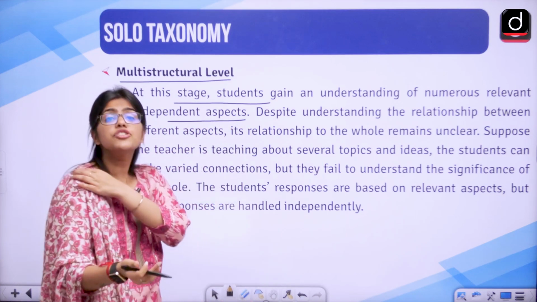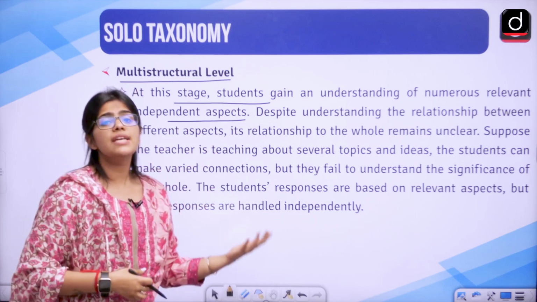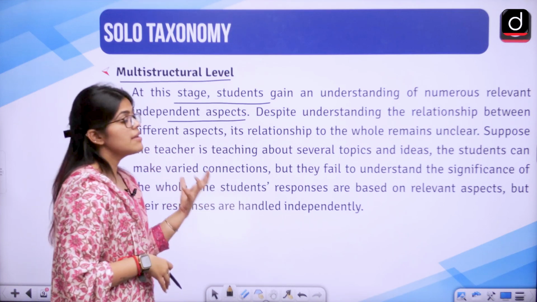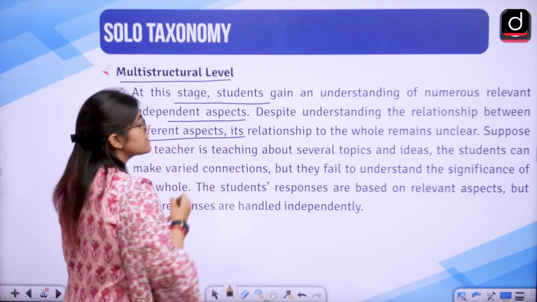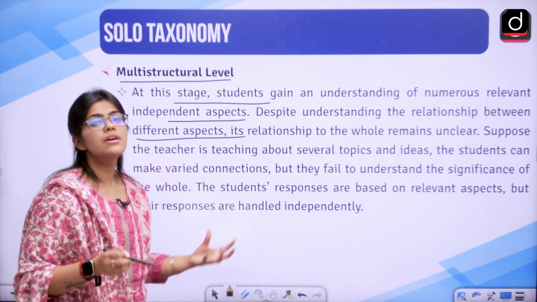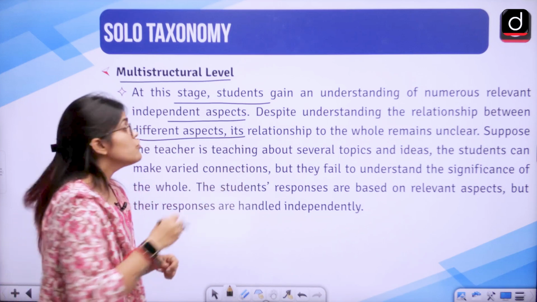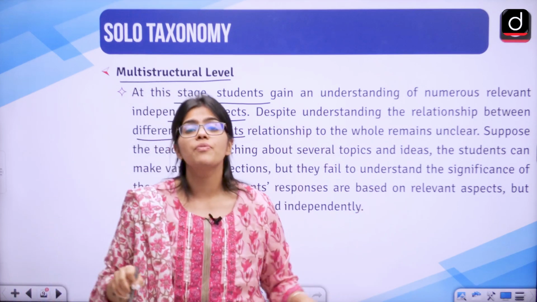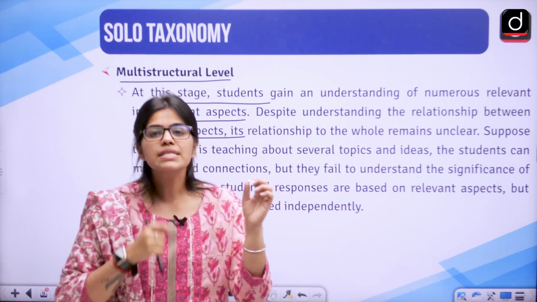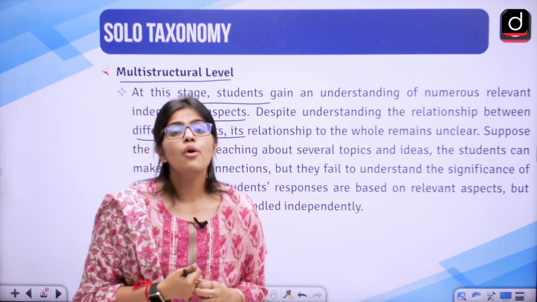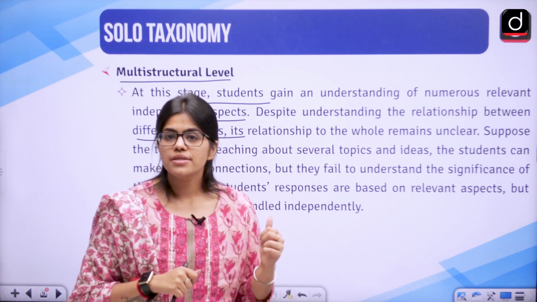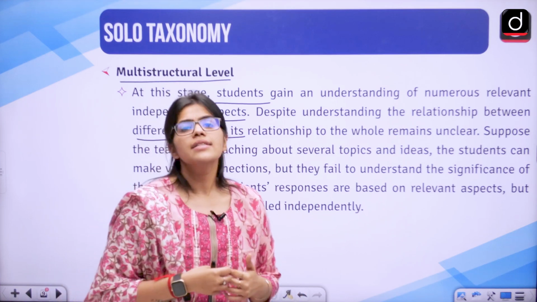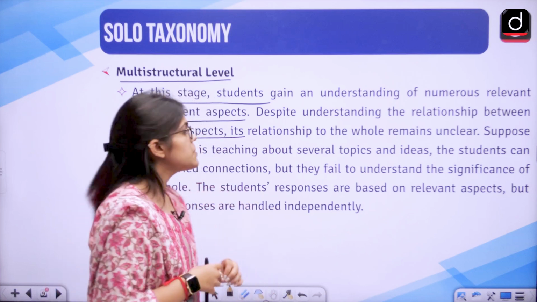So there is a divergent thinking. There are more concepts that will be added to your platter. Despite understanding the relationship between the different aspects, its relationship to the whole remains unclear. You know about different topics, but what is the relationship, the whole relationship, maybe still is not clear to you. So now you know about the 3 domains, but you don't know the other syntax that are involved in these domains. That means there is still something that is missing.